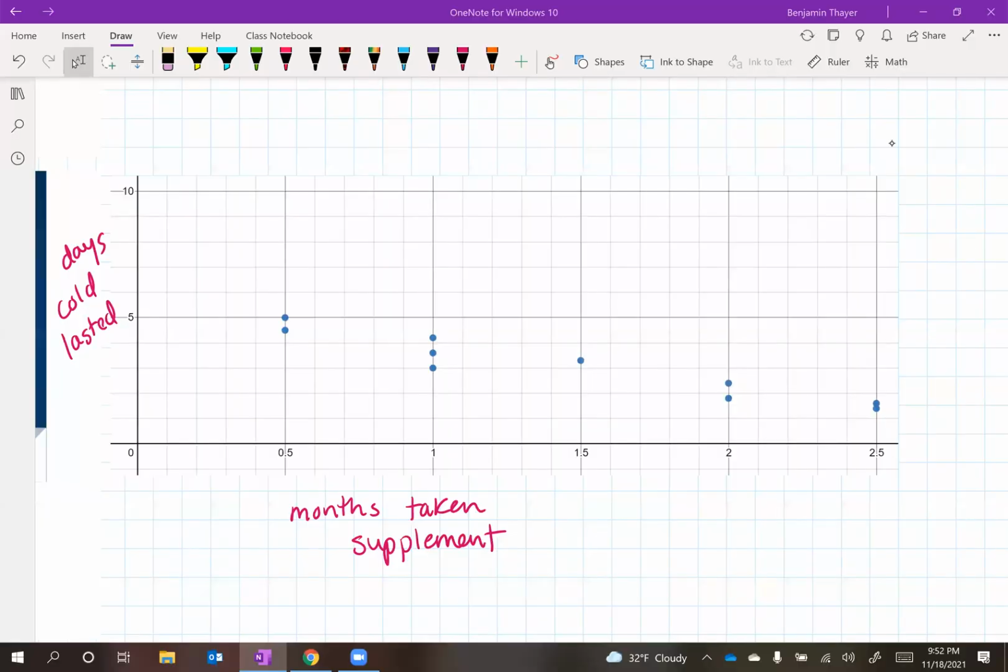Okay, so we've got our scatter plot. I use Desmos to type in a table of points, but we've got on the x-axis the number of months taking the supplement, and the y-axis is the days the cold lasted. So you can see we're kind of trending downwards, right? Looks like the longer you take the supplement, the shorter your cold lasts. But we want to find a line of best fit for this data.